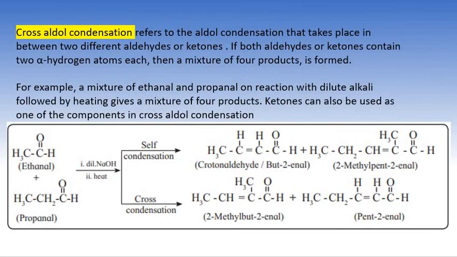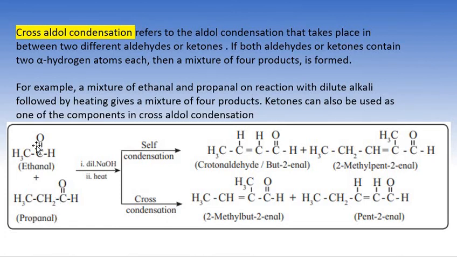Now cross aldol condensation. Cross aldol condensation refers to aldol condensation taking place between different kinds of aldehydes or ketones, and both the aldehydes or ketones should contain alpha hydrogen atoms, and we will see the formation of a mixture of products. For example, if you are mixing ethanal and propanal, ethanal will undergo self condensation, and propanal will undergo self condensation. So two products we will be getting from here.